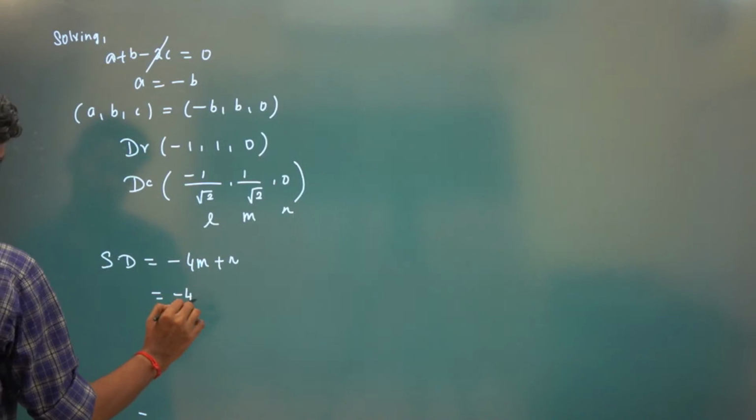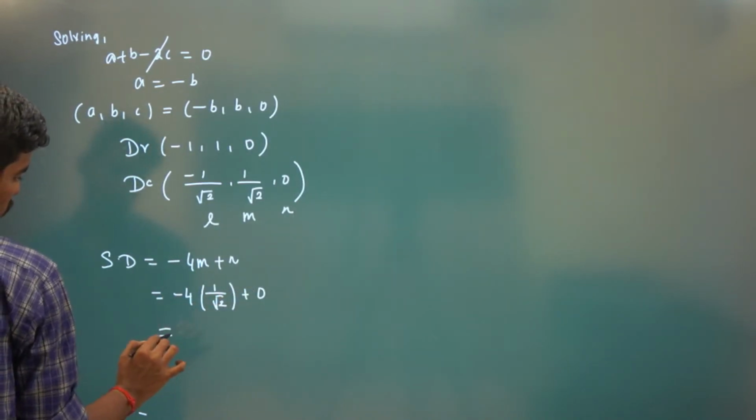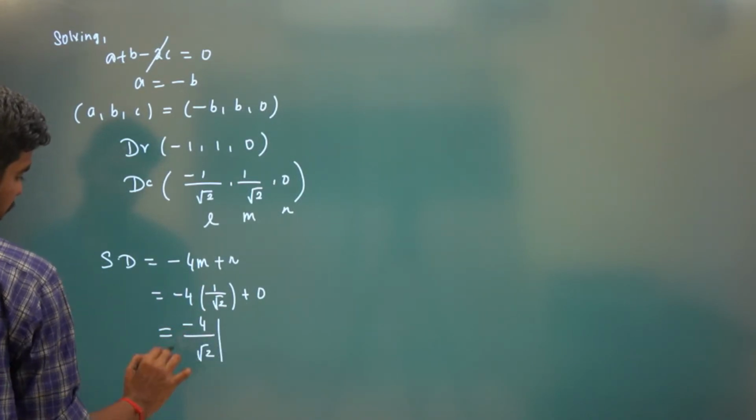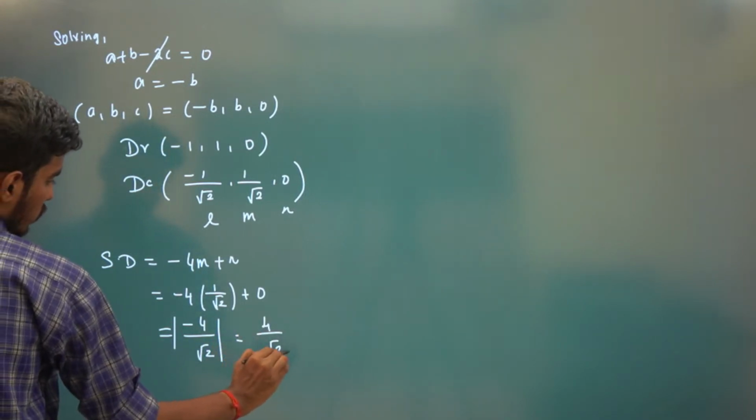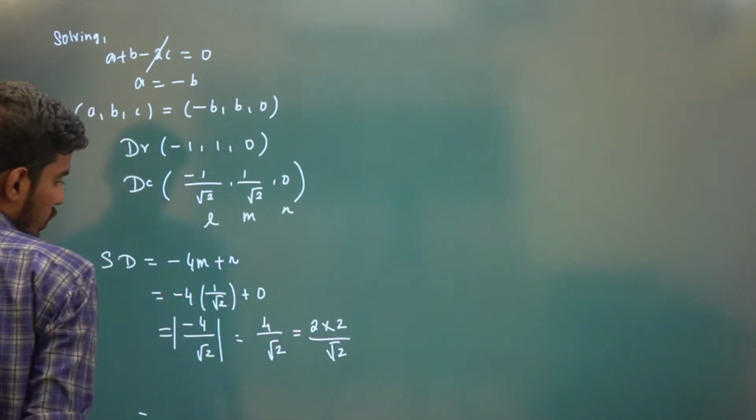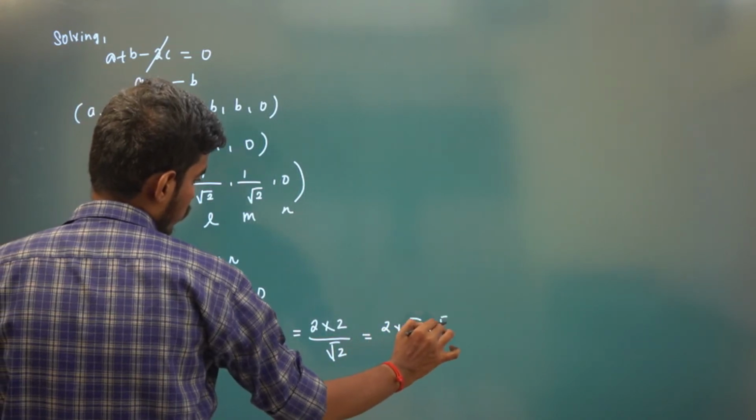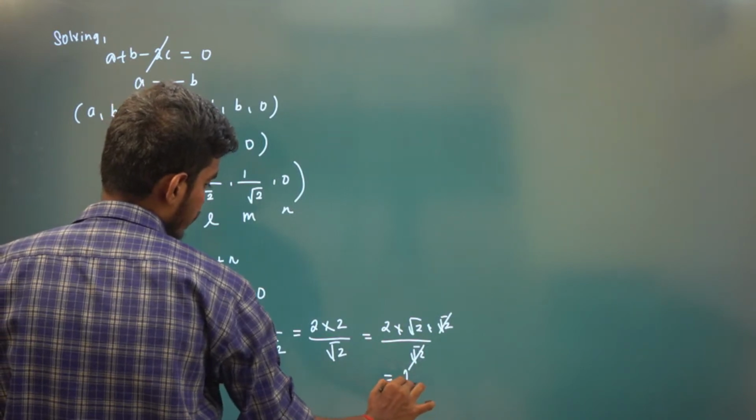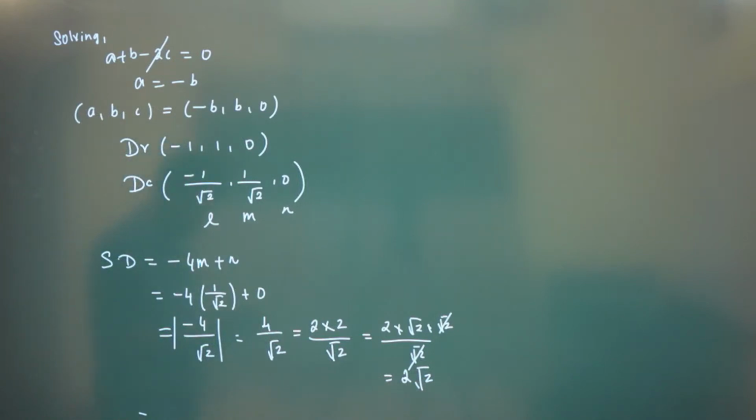So minus 4 times m, where m is 1 by root 2 and n is 0. So minus 4 by root 2. Let's put modulus here, so that we will have 4 by root 2. Let's write 4 as distance, right? You don't need to put negative. So this root 2, I can write as root 2 into root 2 divided by root 2. So 2 root 2 is the shortest distance between the lines.